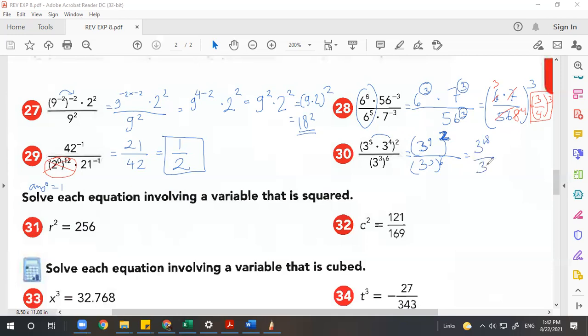See? Right? 9 times 2 is 18, 3 times 6 is 18 also. So the same number is divided. So 3 power 18 subtract 18. So it is 3 power 0. Then it is 1. Get the idea, Stacy, now?